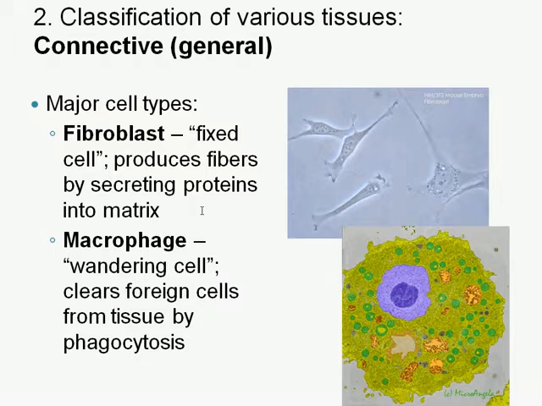These guys are making stuff, making fibers, whereas a macrophage is just going around destroying stuff that should be destroyed, foreign cells or parts of cells or things that need to be destroyed. That process is called phagocytosis. So whenever you see this suffix or prefix, depending where it is, phag, it just means to devour, to destroy something.